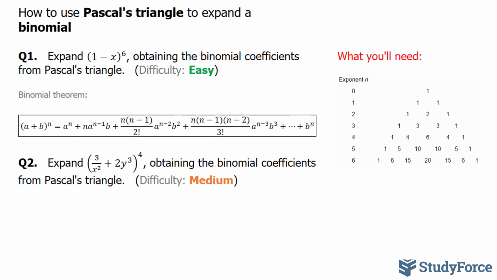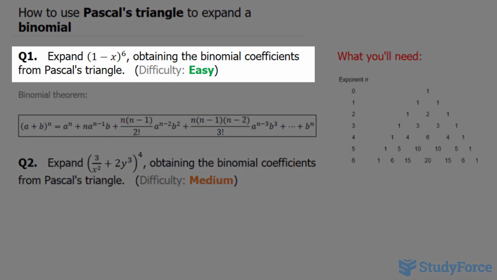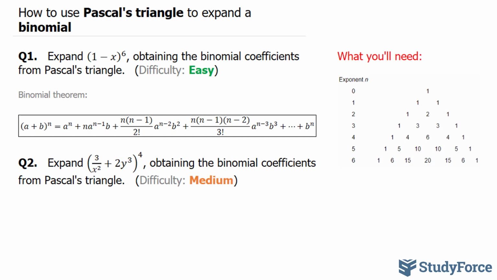In this video, I'll show you two examples on how to use Pascal's triangle to expand a binomial. Question 1 reads, expand (1 − x)^6, obtaining the binomial coefficients from Pascal's triangle. To do this, we'll need, obviously, the Pascal triangle and the binomial theorem, which is stated below.